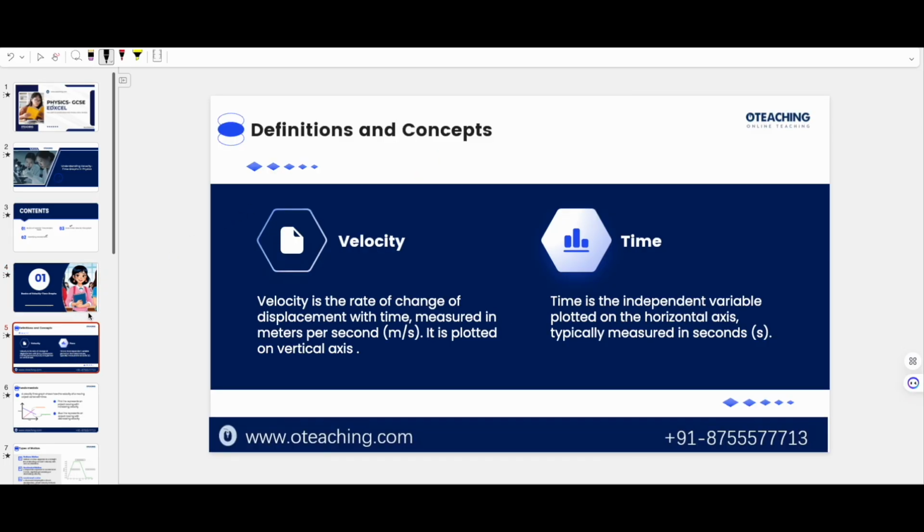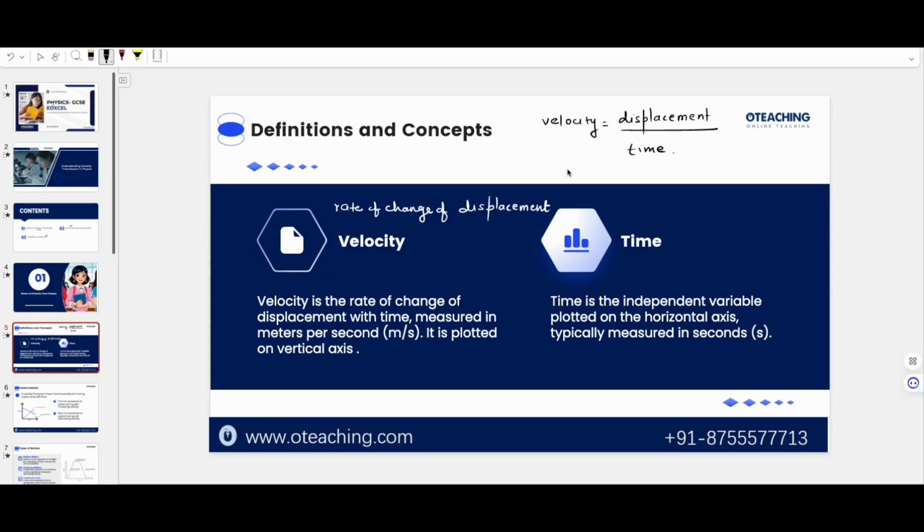So when I talk about velocity, what is velocity? I refer to velocity as the rate of change of displacement. If you are moving from one point to another point, you are covering a certain distance, and if you are moving in a straight line, your distance is equal to the displacement. How the displacement varies with time is defined as your velocity. Velocity is displacement with respect to time.